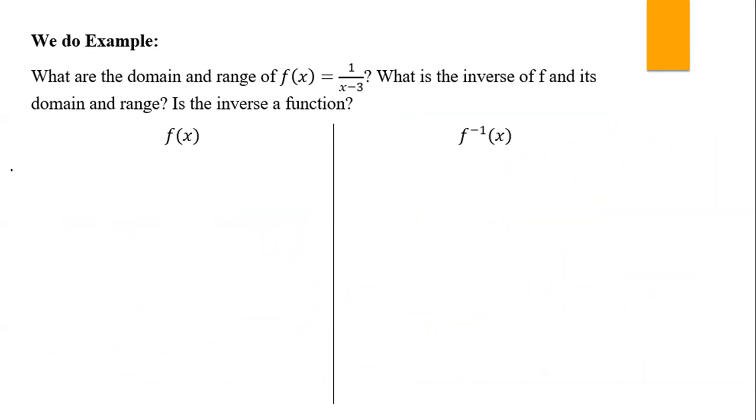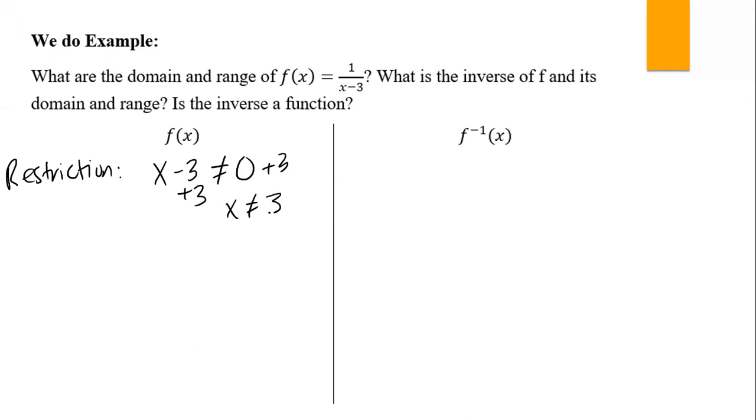All right, how do I find my restriction? X minus 3 does not equal 0. So therefore, what do I do? Add 3. X does not equal 3. So therefore, my domain is, because you can't have a 0 in the denominator, I'll write it that way, okay? And my range is unchanged.